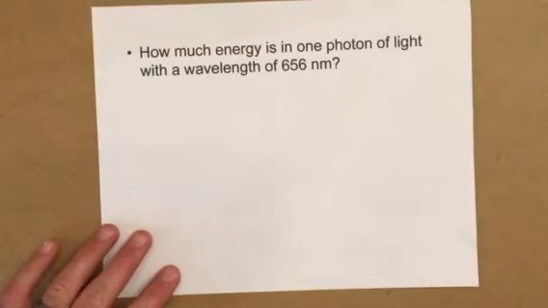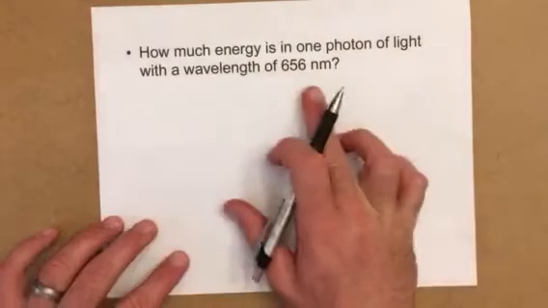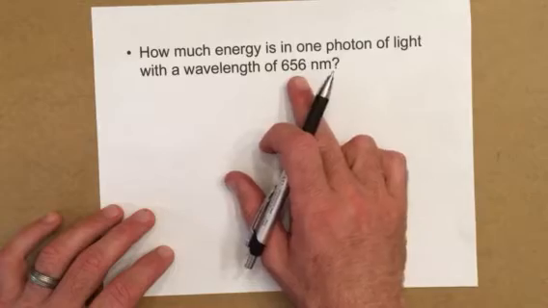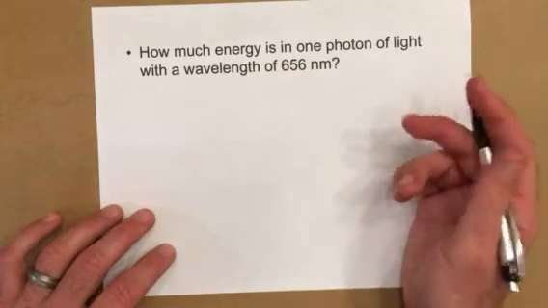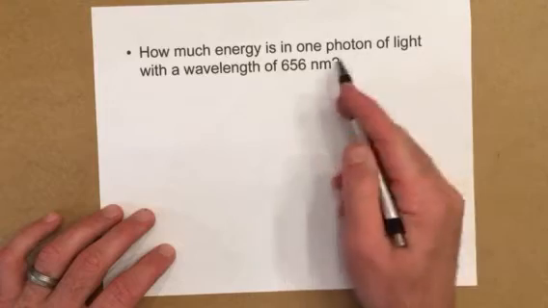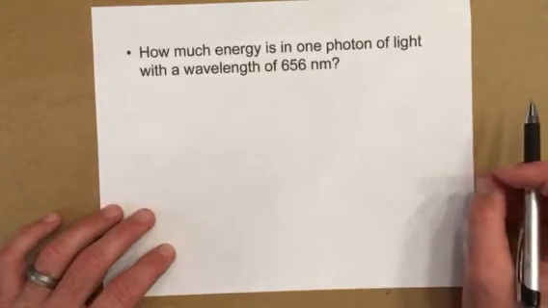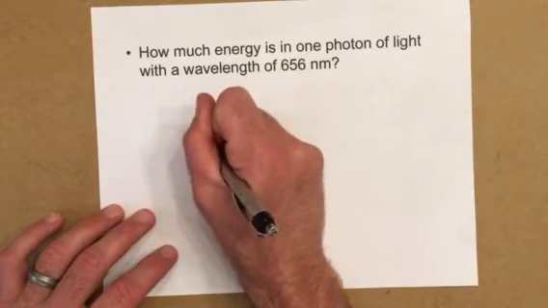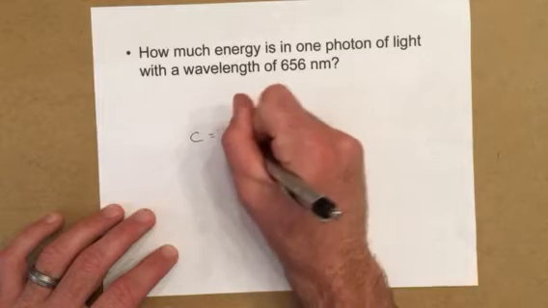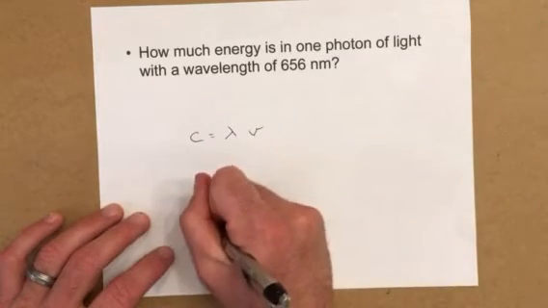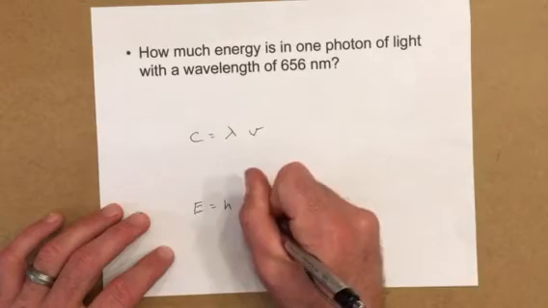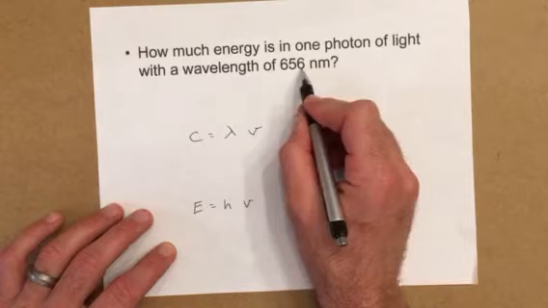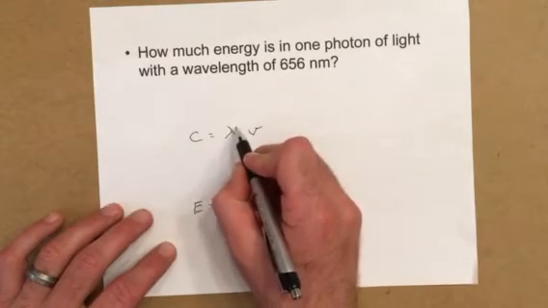So we can try to use these two equations in a problem like this. How much energy is in one photon of light with a wavelength of 656 nanometers? A photon is like the smallest piece of light that you can have. So we're going to use the two equations that we just learned. c, the speed of light, is equal to the wavelength times the frequency. And energy is equal to Planck's constant times the frequency. We'll start by looking at the wavelength, and we'll put it into the first equation.